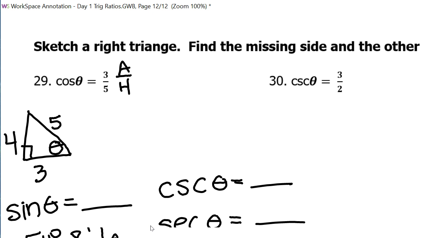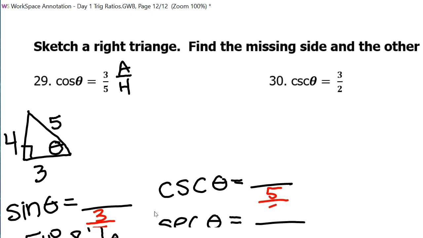Now, they'll give you one of the answers. So they'll give you 1 out of the 6. So they gave us cosine. The answer for cosine is 3/5. So if the cosine is 3/5, what is the secant? 5/3. You flip the fraction.